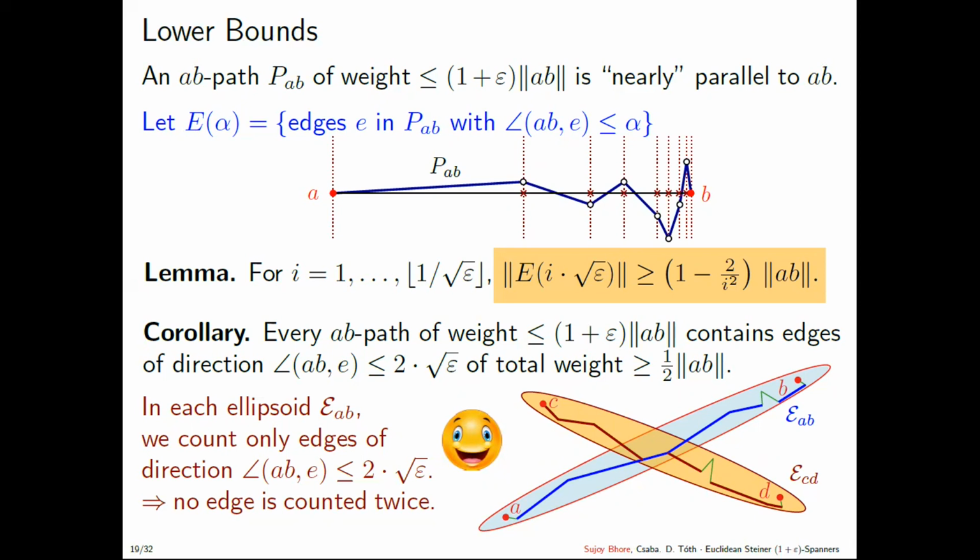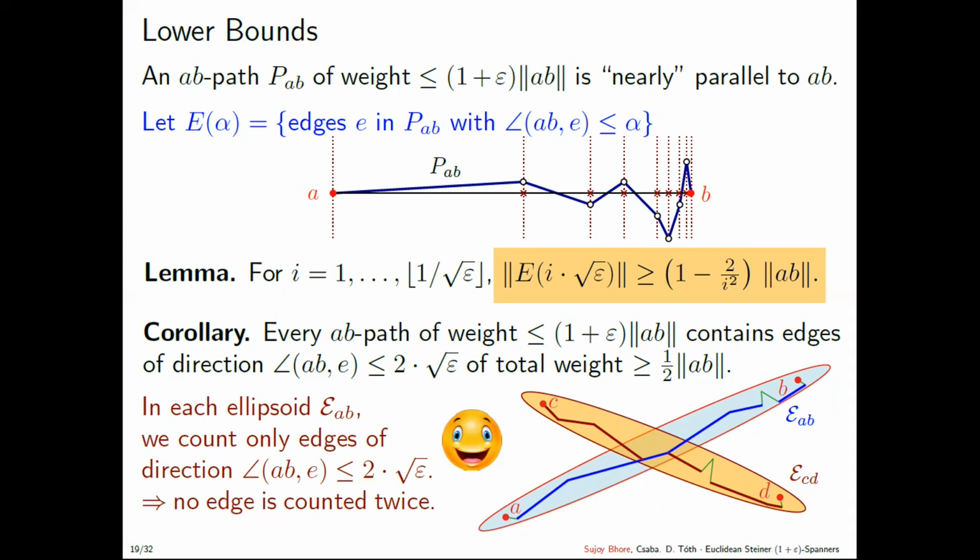So we proceed with the following lemma: for every i between 1 and 1 over square root epsilon, the total weight of E_{i·square root epsilon} is greater than or equal to 1 minus 2 over i squared times the length of AB. We do not go into the details of the proof, and there are several lemmas. The proofs I will omit due to space constraints, but rather jump straight to the corollary. Every AB path of weight at most 1 plus epsilon times the length of AB contains edges of direction less than or equal to 2 times square root epsilon from AB, with total weight greater than or equal to half the length of AB.